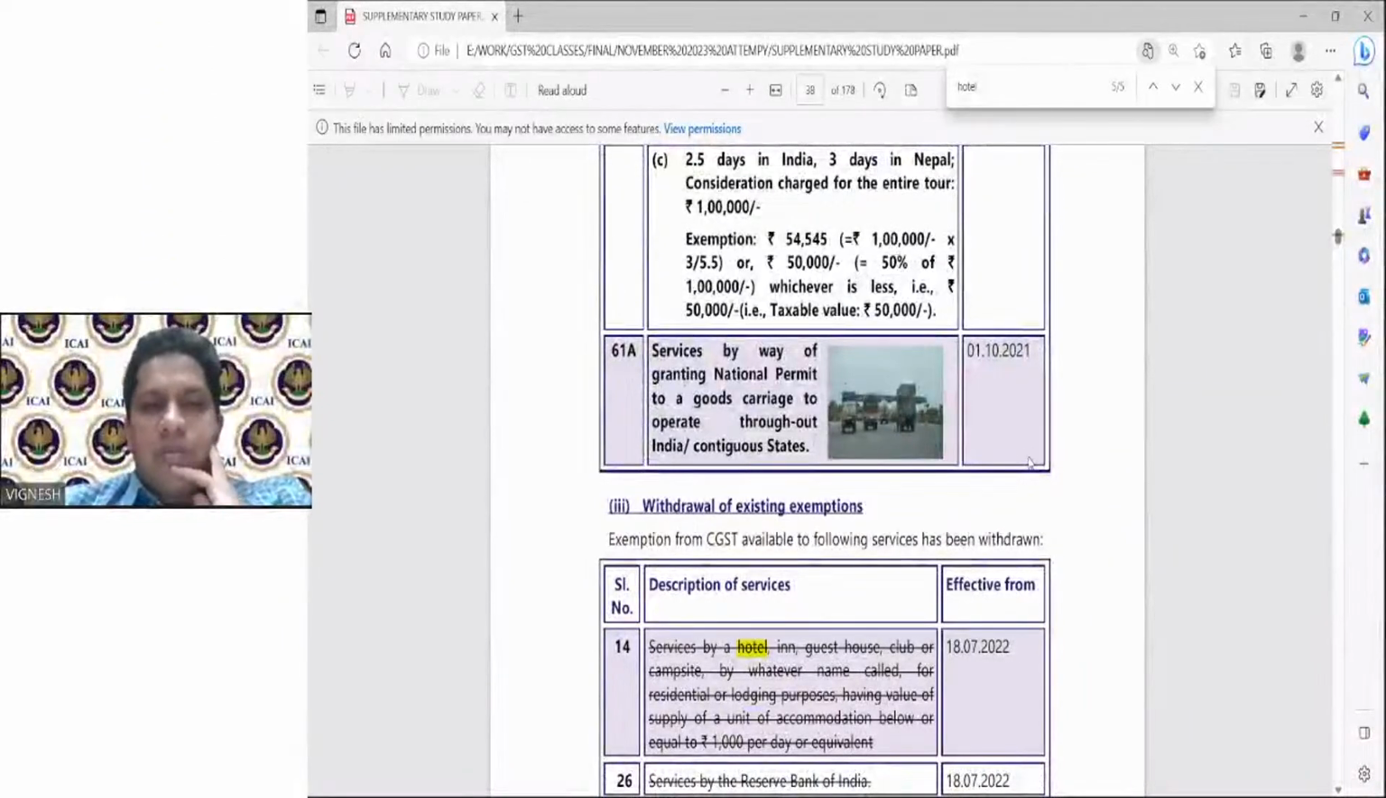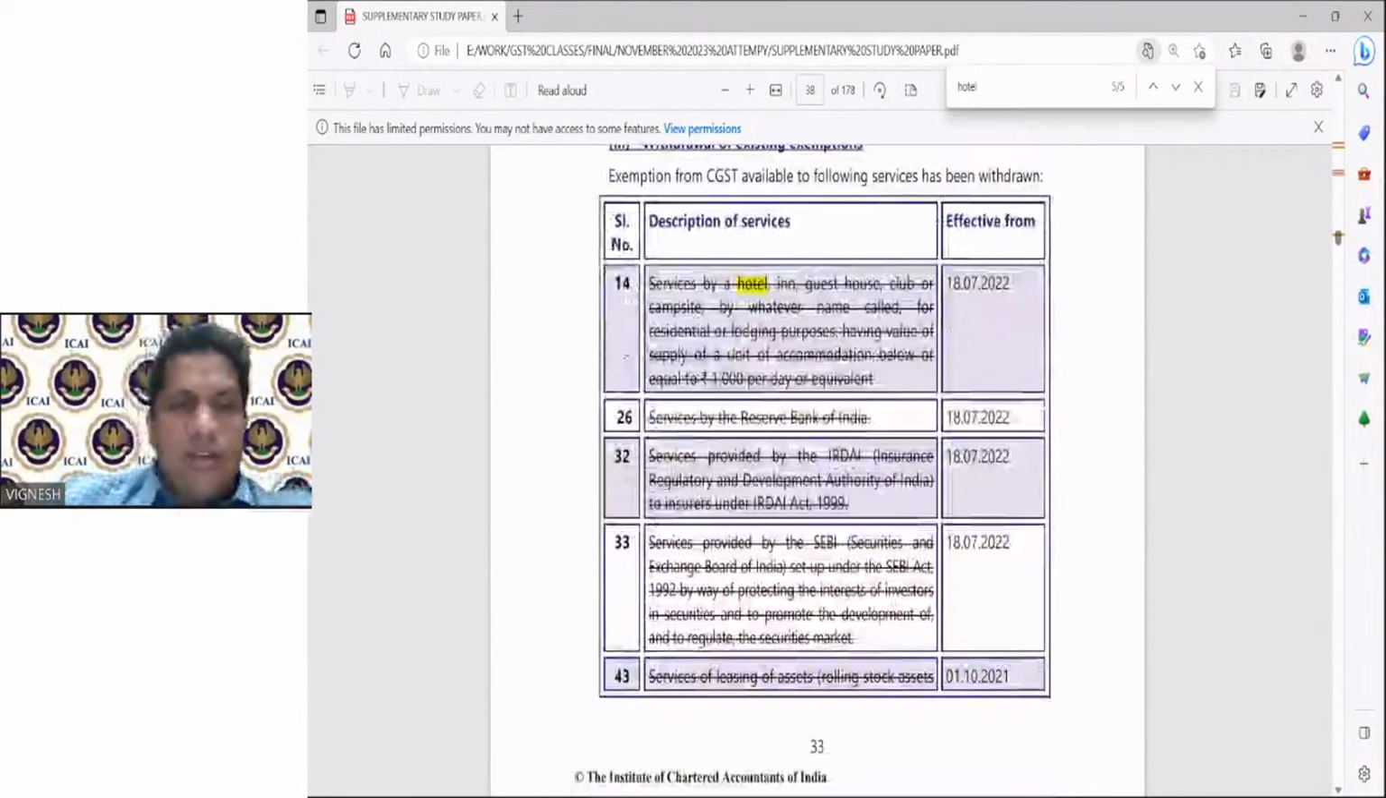Then national permit is to be granted by way of granting national permit to a goods carriage to operate through India or the contiguous states. This also is exempt from GST. These are all the various exemptions which have been deleted. Please bear in mind all these are no longer applicable. Very important. In the PPTs what we discussed, somewhere already there, we'll have to ignore them now because they are no longer there. Okay, what all are no longer there?